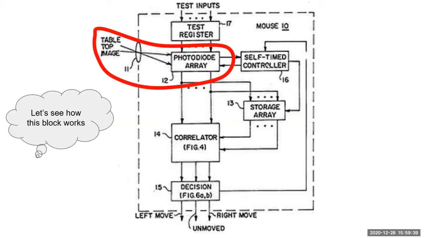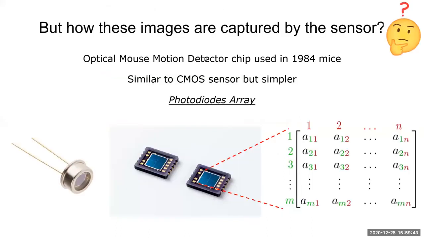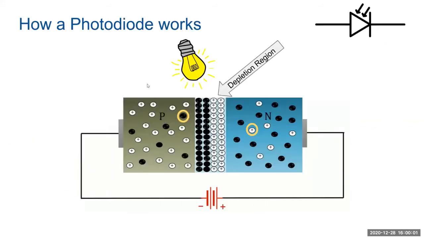Let's dive into the photodiode array. Simply, the sensor here is a photodiode. As you can see on the left, it's a single photodiode, but here a photodiode array is used, and you can think of it as a matrix of photodiodes. So how does a photodiode work? Well, a photodiode is a special form of PN junction diode that produces current when the junction is exposed to light. It works in reverse biased condition.